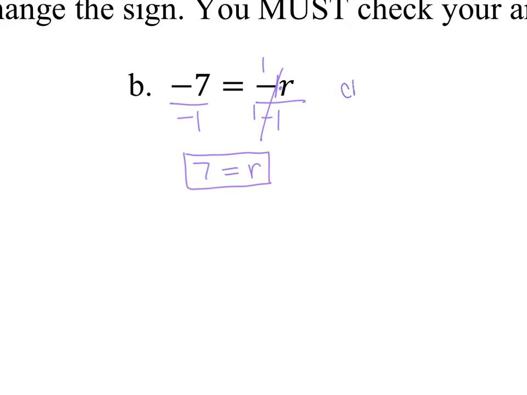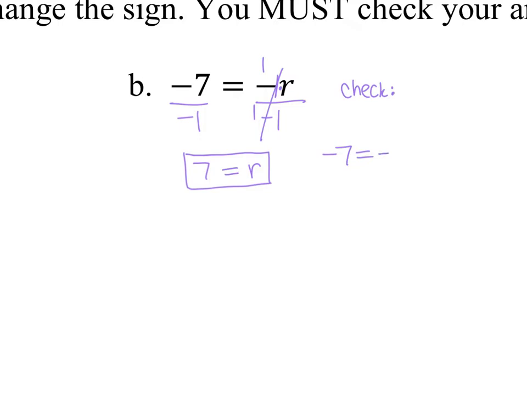And then we need to check. So we have negative 7. Again, I'm just copying down that equation exactly, except where I see my r, I'm going to replace it with what r is equal to. So look, be careful again. You have that negative is not part of r. We're saying the opposite of r. So we have to write that negative.